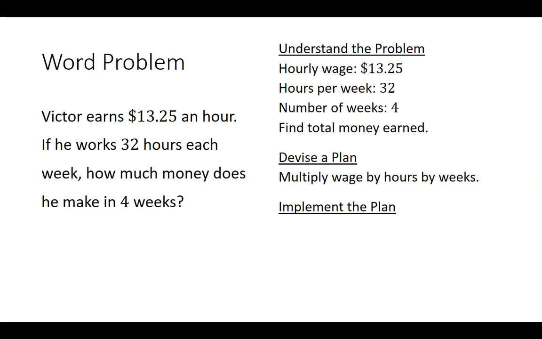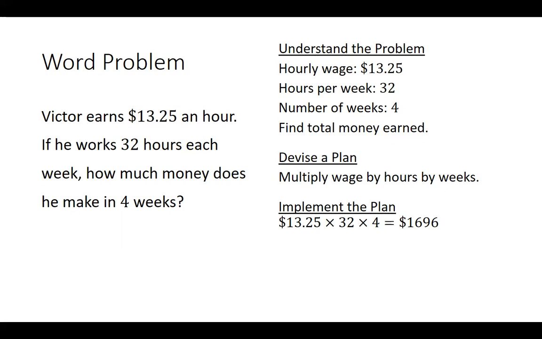So if we're going to implement that, we're going to take $13.25, multiply that by 32, and multiply it by 4, which gives us $1,696. So in 4 weeks, he makes $1,696.